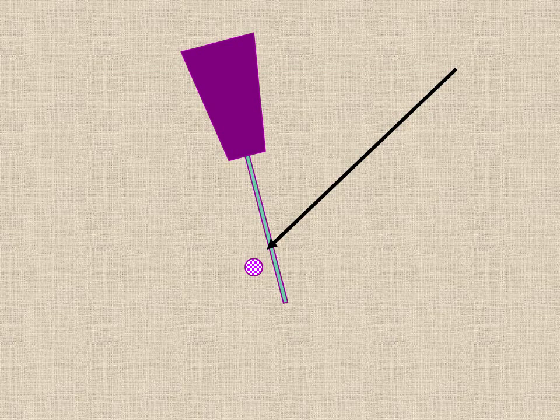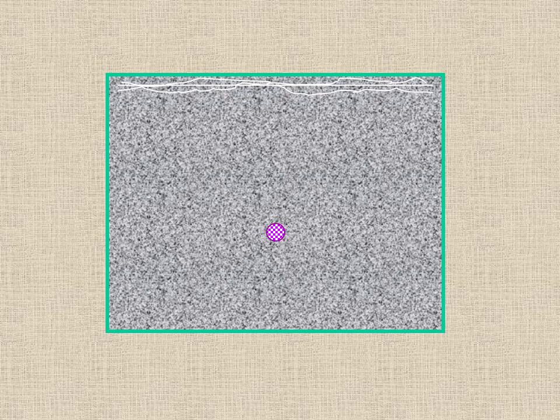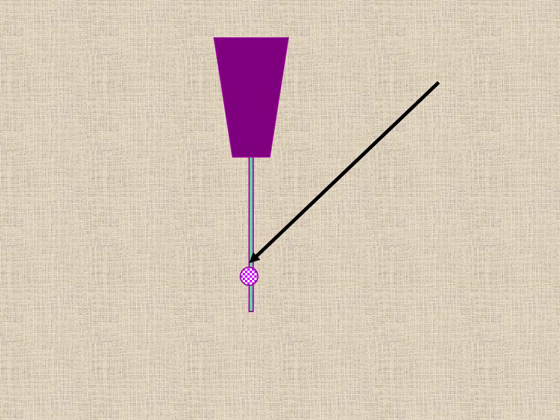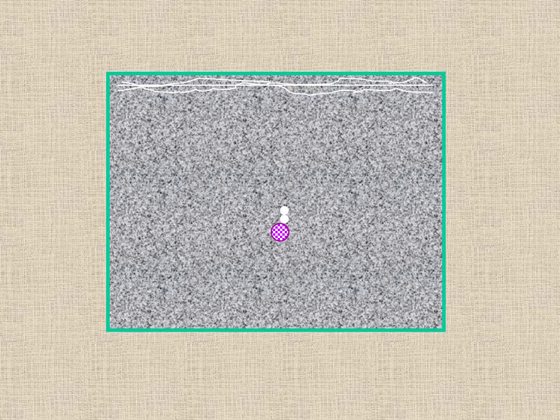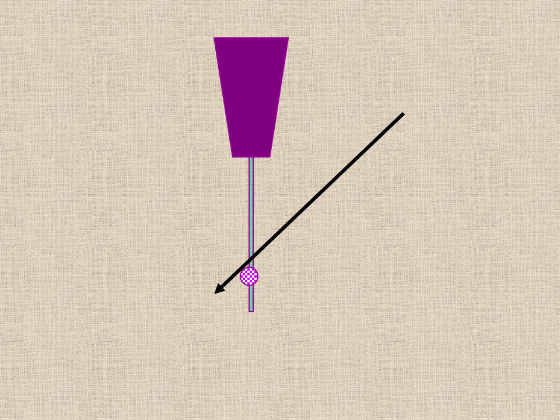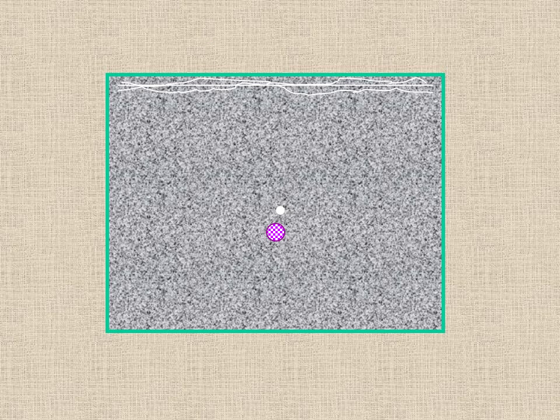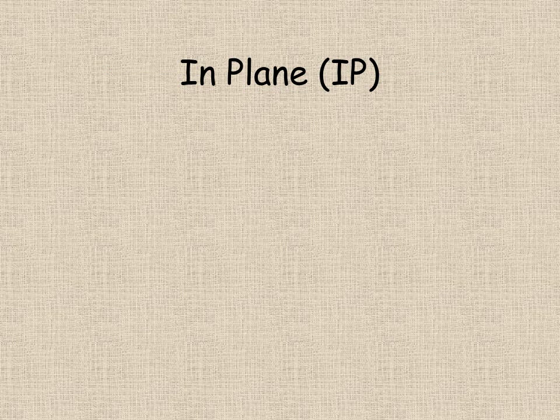Until eventually we get close enough to the nerve so that we can now see the needle tip. If we go past the nerve, we will see both the nerve and the very small dot within the picture.